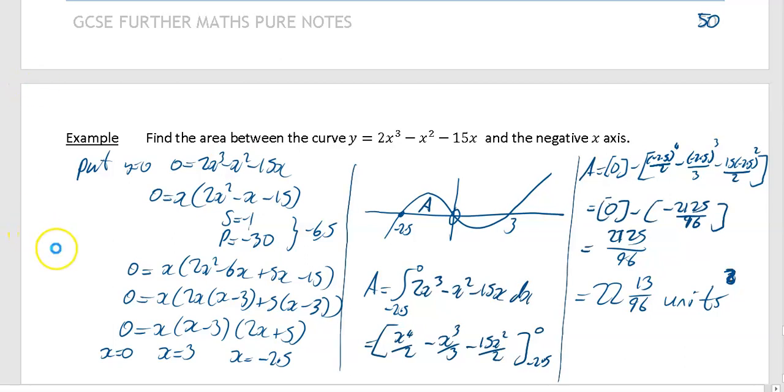Okay folks, you're now ready to do your CCA Maths book, and it's exercise 10, 10A and 10B.